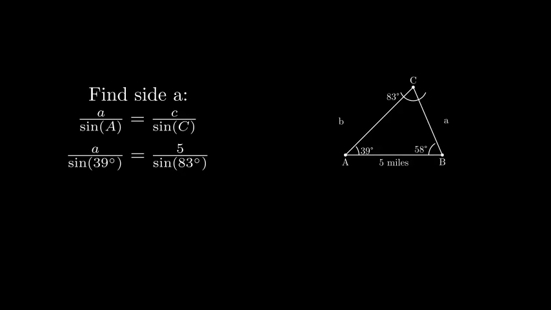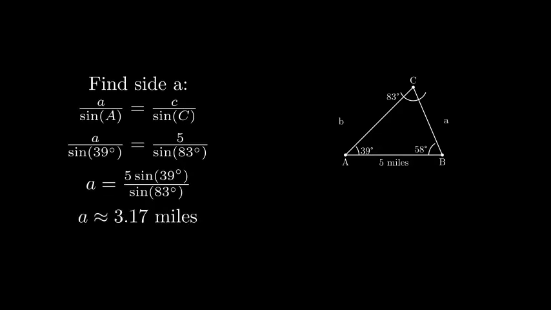We set up our law of sines proportion: a over sine of 39 degrees equals 5 over sine of 83 degrees. Solving for a, we get 5 times the sine of 39 degrees divided by the sine of 83 degrees. This calculates to approximately 3.17. So, we can conclude that the fire is approximately 3.17 miles from Tower B.